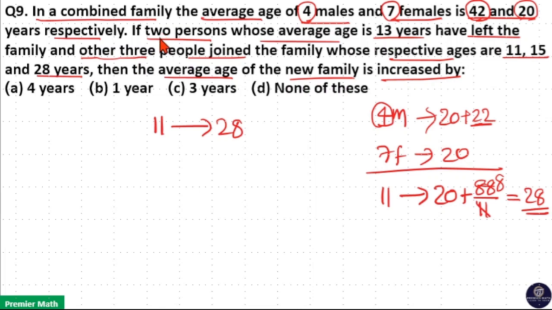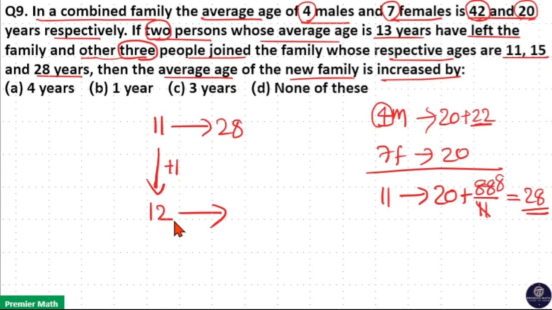Now, 2 persons left the family and 3 people joined the family. So, overall increment in the members of the family is 3 minus 2, 1. That is 1 member joined the family. So, 11 plus 1, 12 become the members of the new family. Now, we have to find the average age of these 12 members.